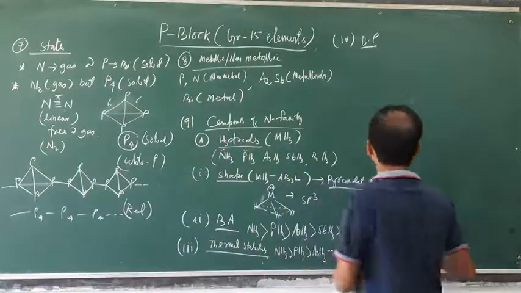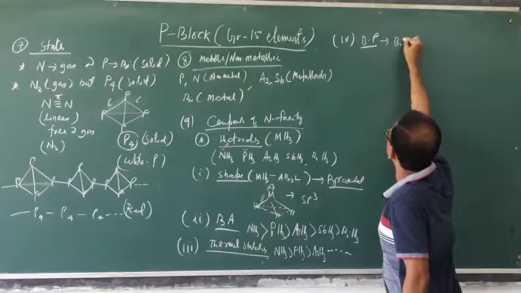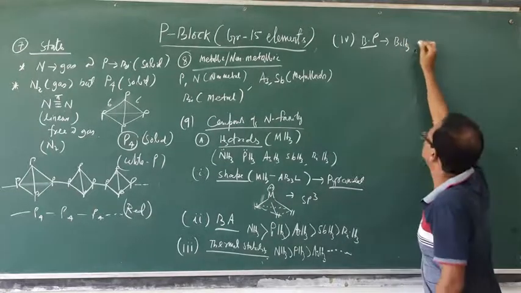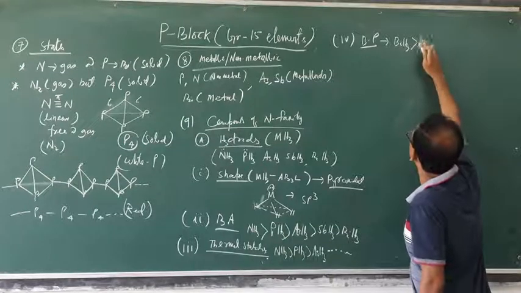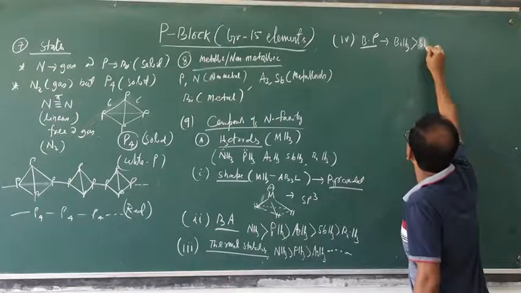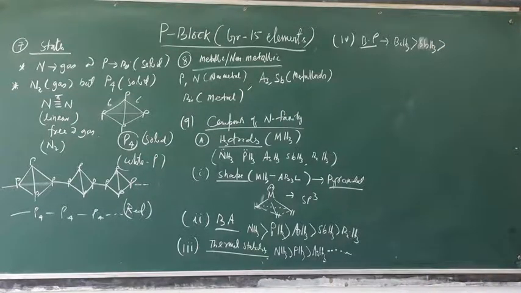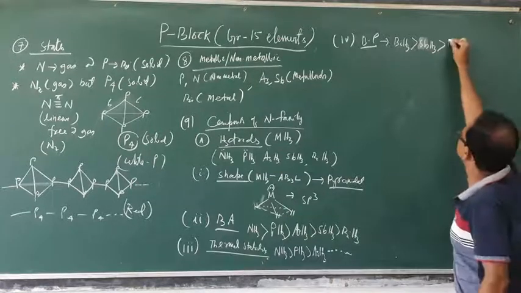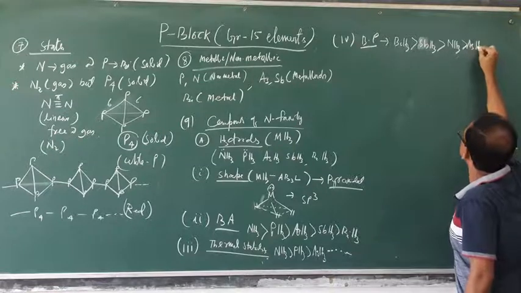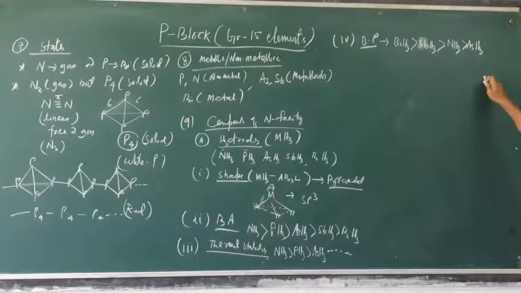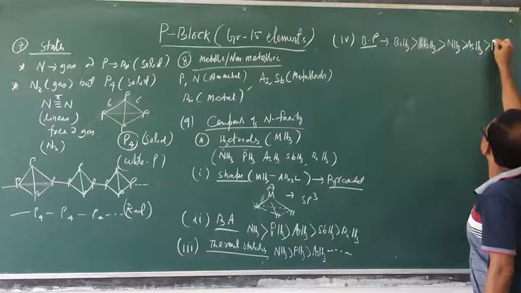So, as bismuth hydride has the largest size compared to other hydrides, that's why it has the highest boiling point, then SbH3, then ammonia will come, then AsH3, then PH3.